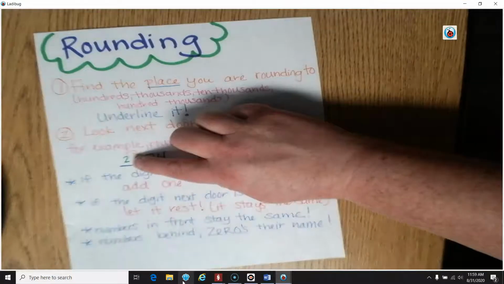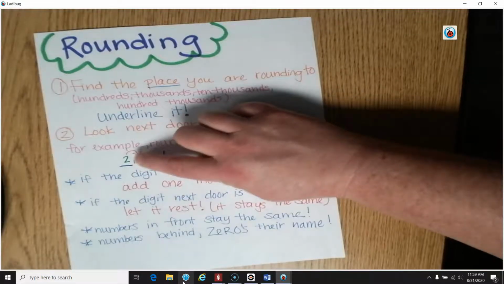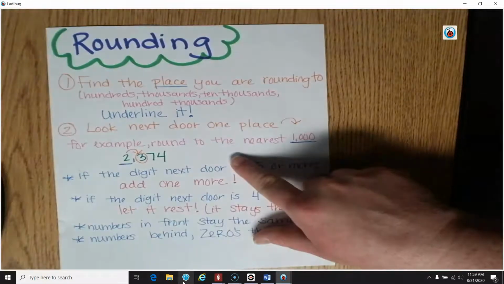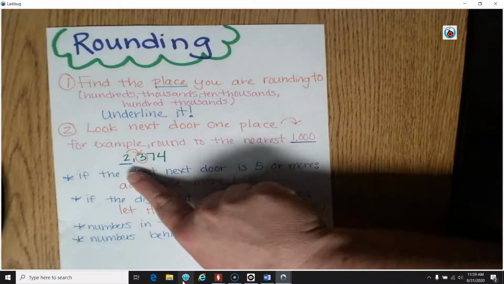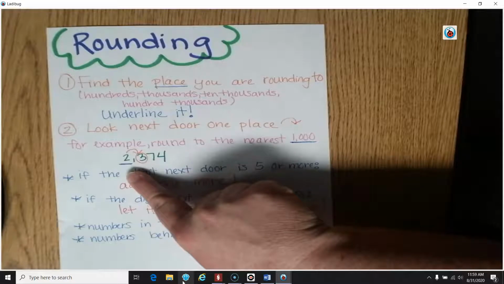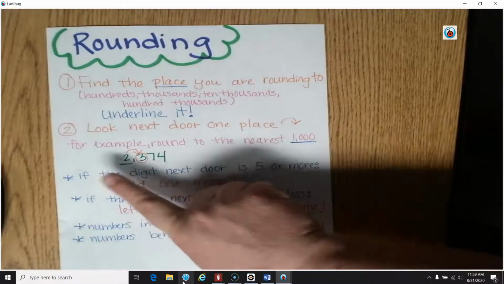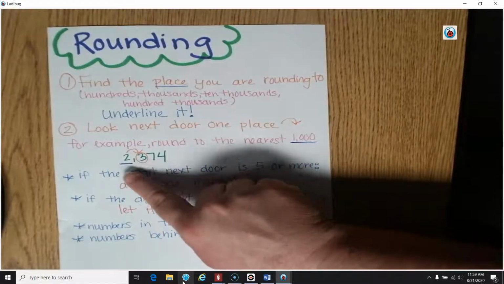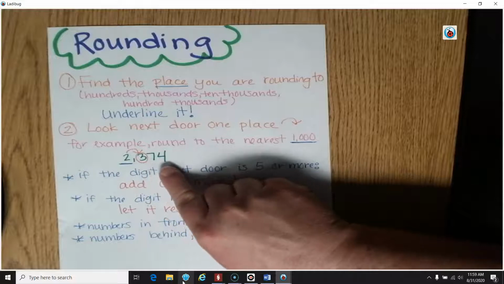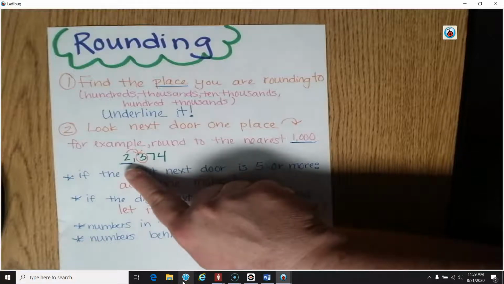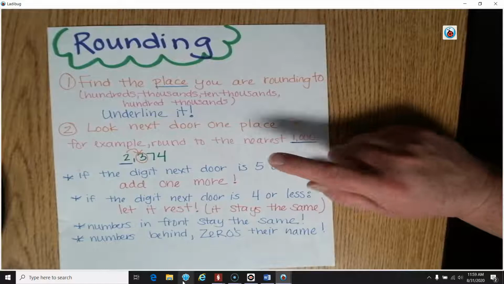What that means is we are rounding down. It's closer to the 1,000 below it than the 1,000 above it. So the next 1,000 up would be 3,000. The 1,000 below would be 2,000. So we can tell that 2,374 is closer to 2,000 than 3,000.